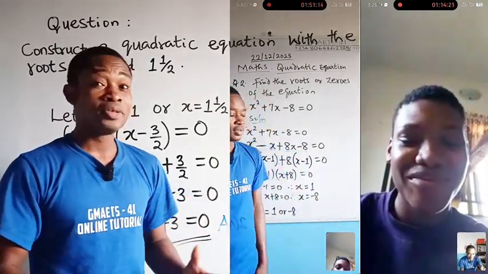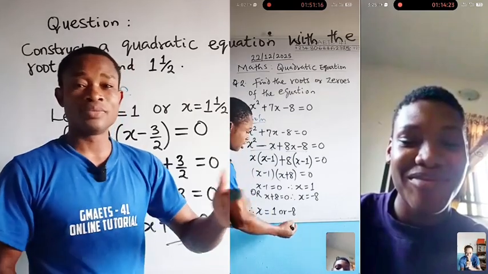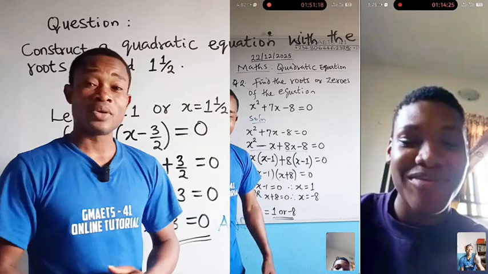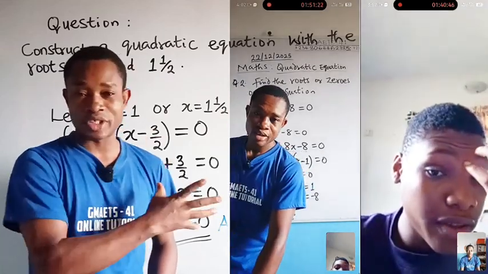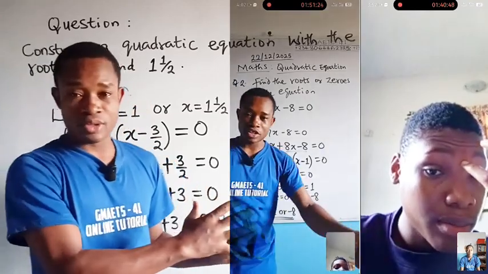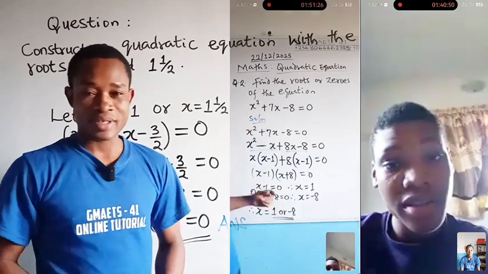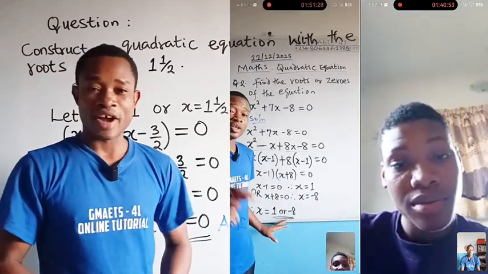How about you use the answers x equal to 1 and x equal to minus 8 to generate back the quadratic equation that has the roots 1 and minus 8. So do that and find out.